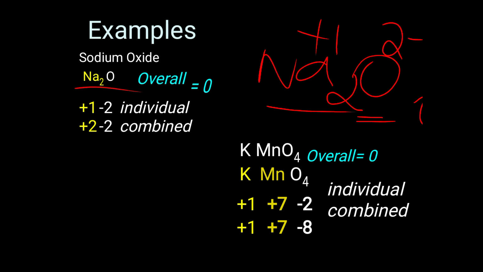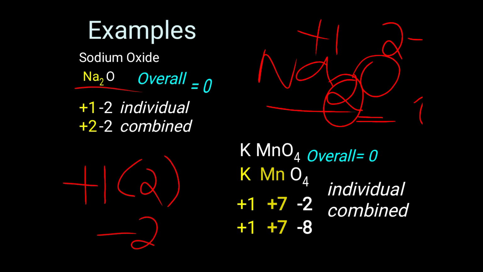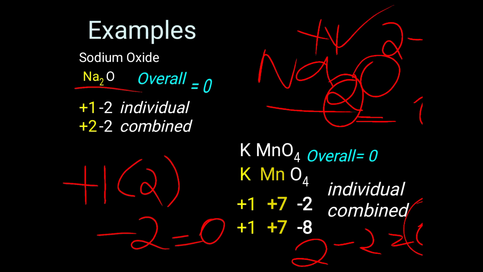So plus 1, and there are 2 atoms. So plus 1 into 2, minus 2 is equal to 0. So plus 1 into 2 equals 2, minus 2 equals 0. So our answer is correct. The oxidation state of sodium is plus 1 in this case. This is the way we can calculate.